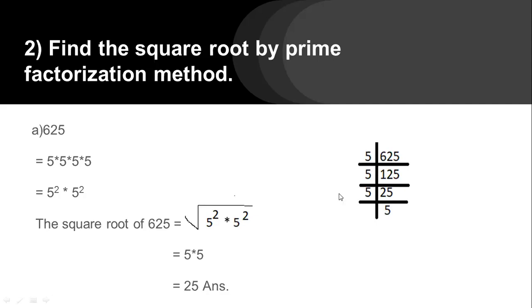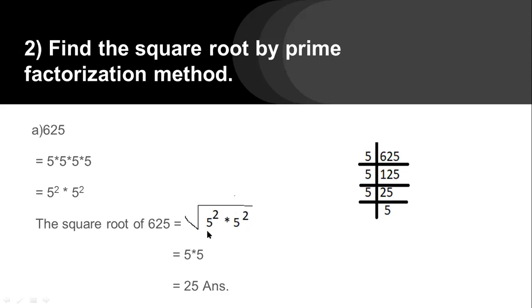If you multiply 5 into 5 into 5 into 5, four times, we can write it as 5 square into 5 square. Because we are finding the square root of 625, the square root of 625 is the square root symbol with 5 square into 5 square under it. Now this square and square root will cancel together.